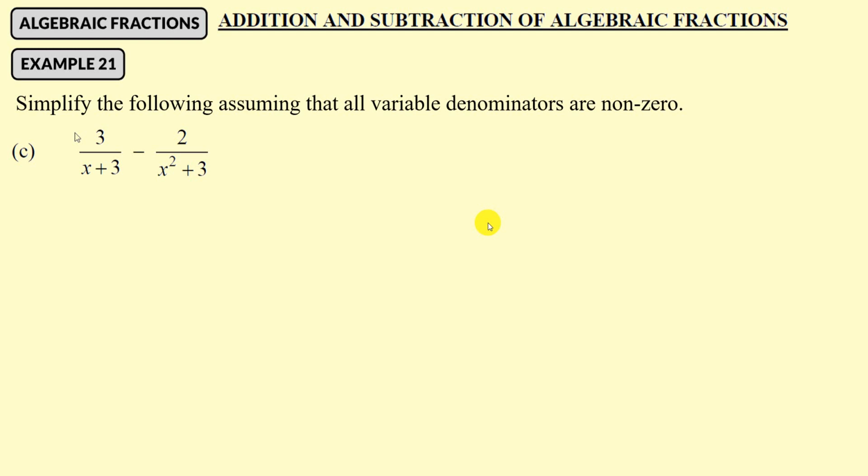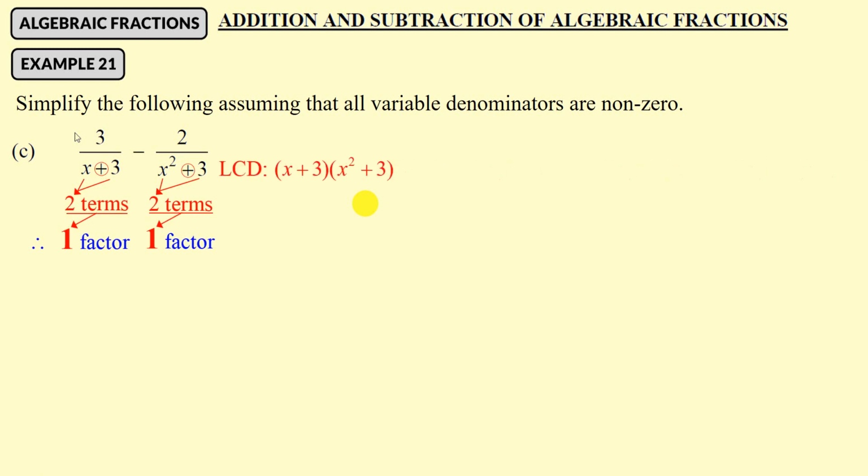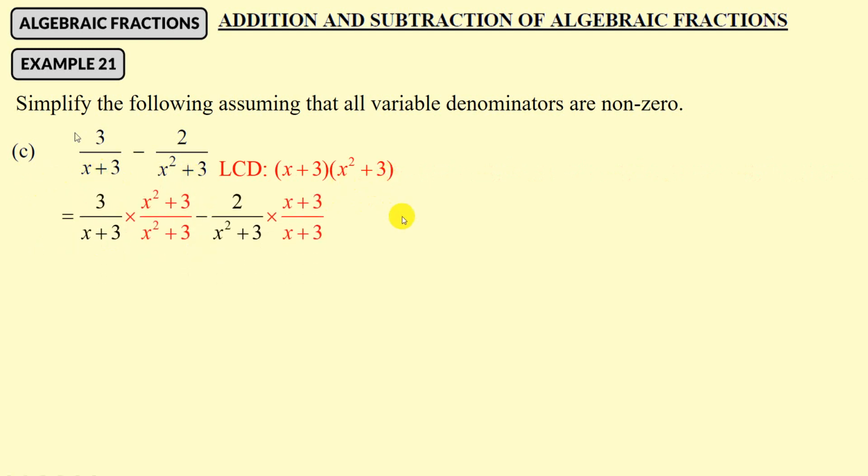We're now going on to addition and subtraction of fractions which have binomial denominators, or perhaps even trinomial denominators. One, two terms; one, two terms. Because of that, one factor, one factor. Remember that if there's more than one term, there's only one factor. So the lowest common denominator is x plus 3 times x squared plus 3.